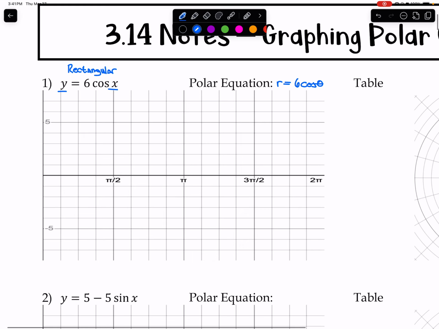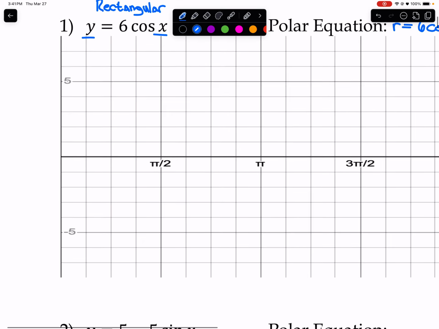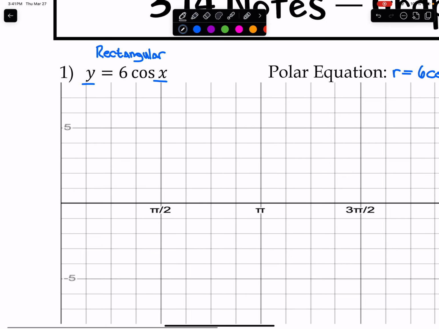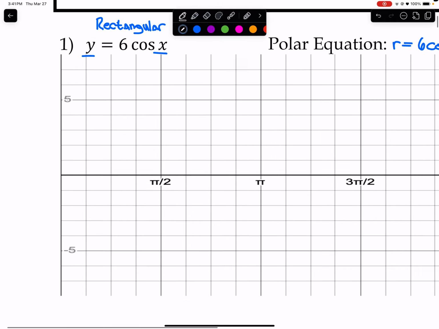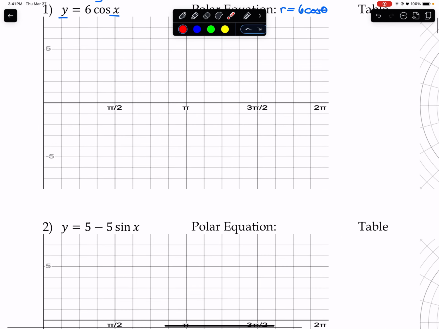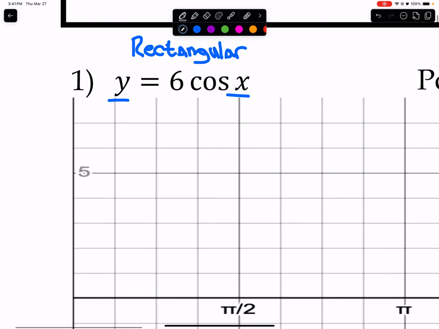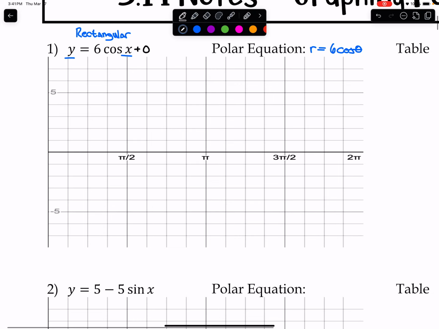So I'm going to graph this first on a rectangular grid. Our period here is still going to be 2 pi, so we're going to be plotting our values at 0, pi over 2, pi, 3 pi over 2, and 2 pi. That's where all of our points are going to be. We have an amplitude of 6 and a midline of 0. So we're going to use the line y equals 0 as our midline, and then go 6 above and 6 below as we graph our equation.